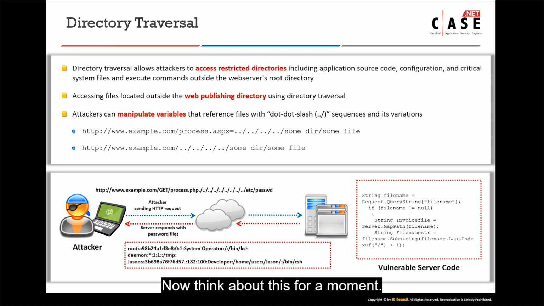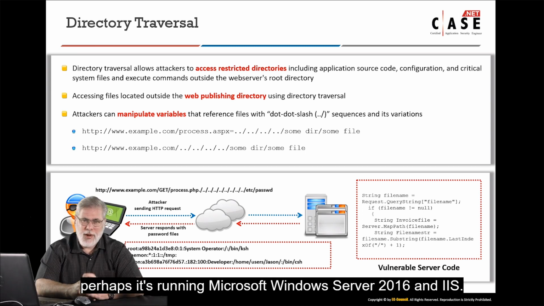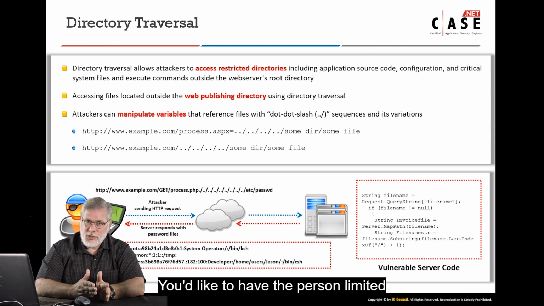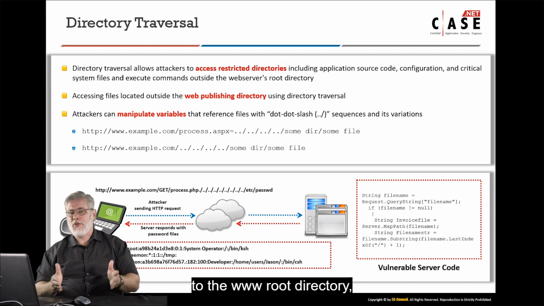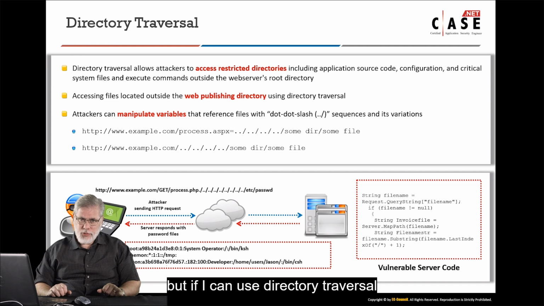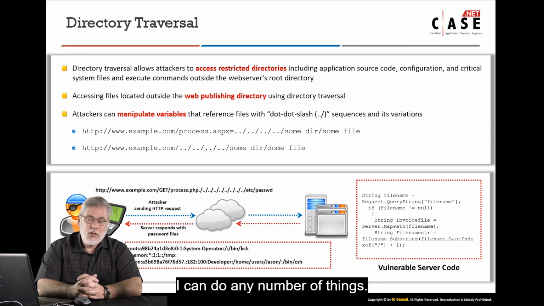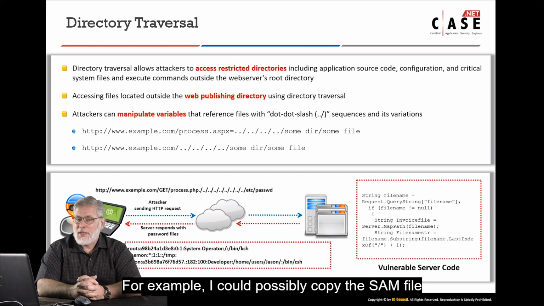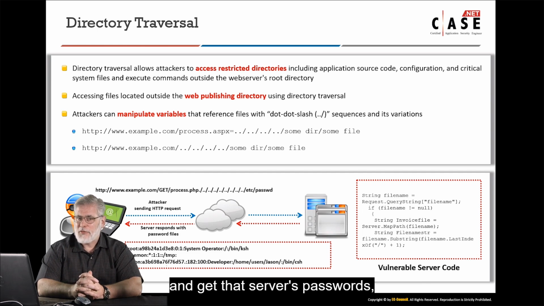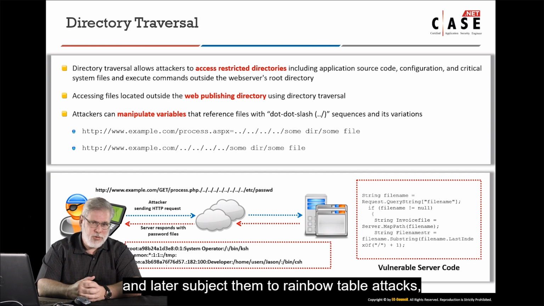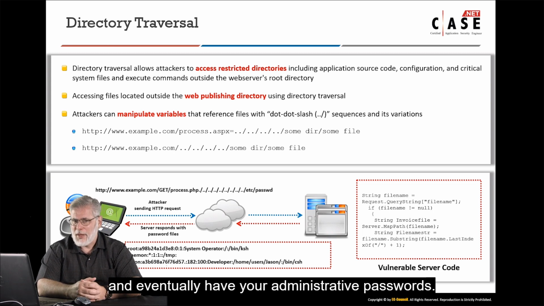Now think about this for a moment. You have a web server. Perhaps it's running Microsoft Windows Server 2016 and IIS. You'd like to have the person limited to the wwwroot directory. But if I can use directory traversal and get outside of that directory, I can do any number of things. For example, I could possibly copy the SAM file and get that server's passwords and later subject them to rainbow table attacks and eventually have your administrative passwords.